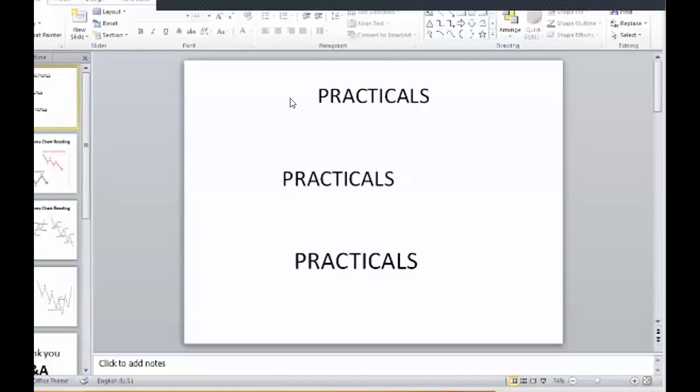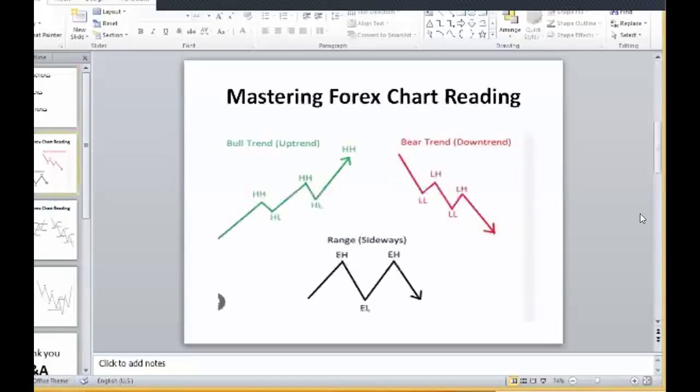We are doing more of practicals today, and we just want to look at how price moves, and also look at the zigzag indicator and how that can help us. So we know that price moves in one of three ways. It's either moving up, or it's moving down, or it's moving sideways.